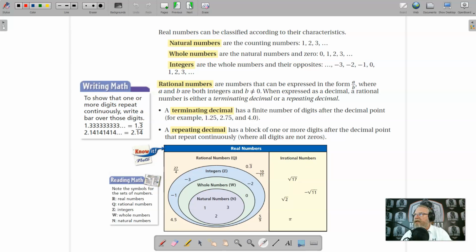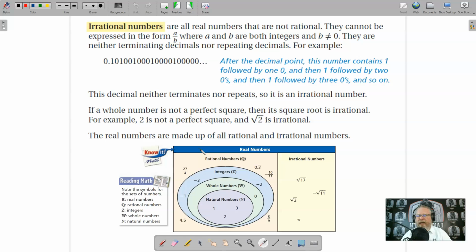Irrational numbers. Does the next slide tell us what irrational numbers are? Indeed it does. Great. So irrational numbers are all real numbers that are not rational. They cannot be expressed in the form of a over b, where a and b are both integers and b is not equal to 0. They're neither terminating nor repeating.